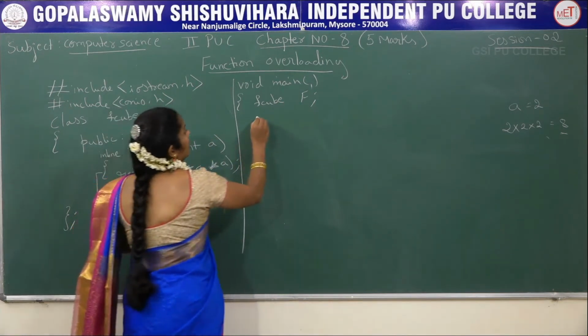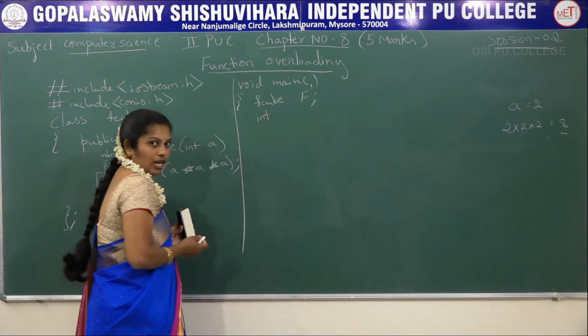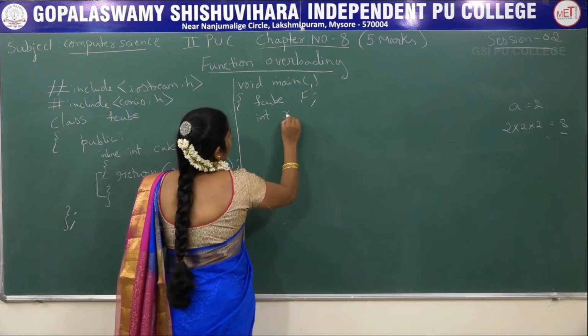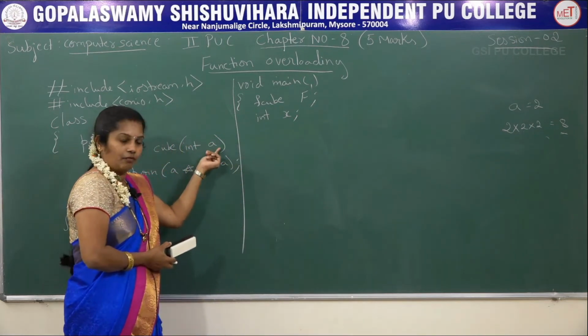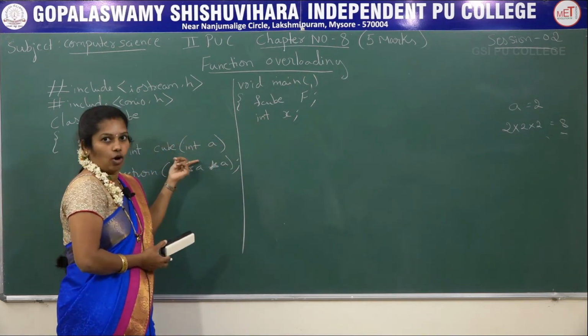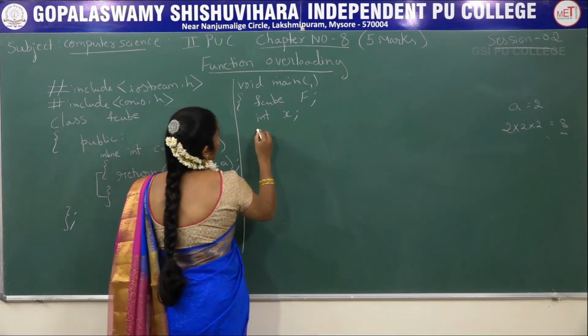Next, what do I have to write? I am going to take the arguments, that is, the value to take. Int x I am taking, where x is the original value and a is the dummy value. Actual argument, formal argument. Then what is the next thing?